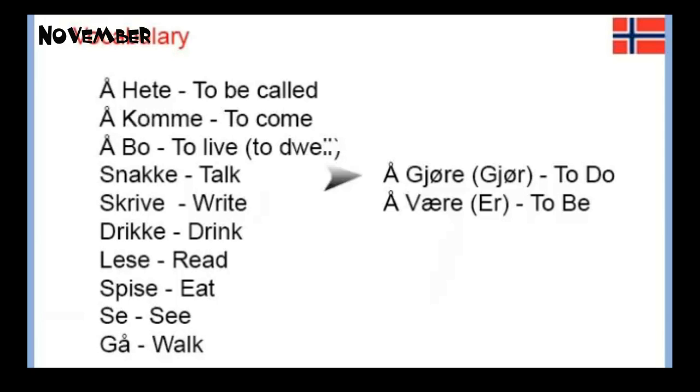Okay, those are all regular verbs. We will mention two irregular verbs there. To do, å gjøre, which in present tense is gjør. You remove the E, you don't add an R. And the next one, to be, å være, in present tense is er. Er.